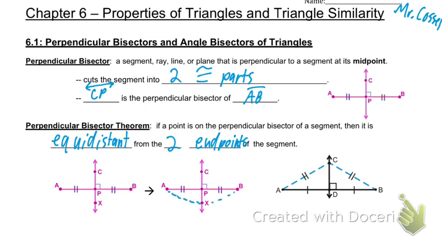And BX would be the same length as well, because X is also on that perpendicular bisector. So it's going to be congruent to those two endpoints as well.